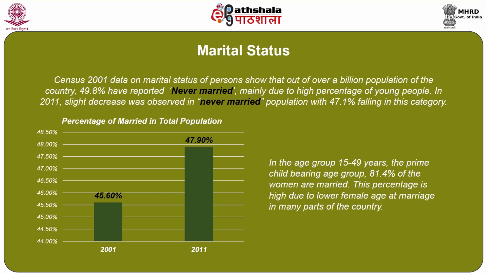The married constitute about 45.6% of the total population in 2001 and 47.9% in 2011. In the age group 15 to 49 years, the prime child bearing age group, 81.4% of the women are married. This percentage is high due to lower female age at marriage in many parts of the country.